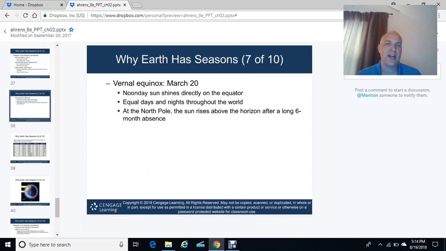The vernal equinox around March 20th. This is the first day of spring. This is when the noonday sun shines directly above the equator. Again, at the vernal equinox, equal days and equal nights throughout the world, 12 hours a day, 12 hours a night, no matter where you're at in the world.